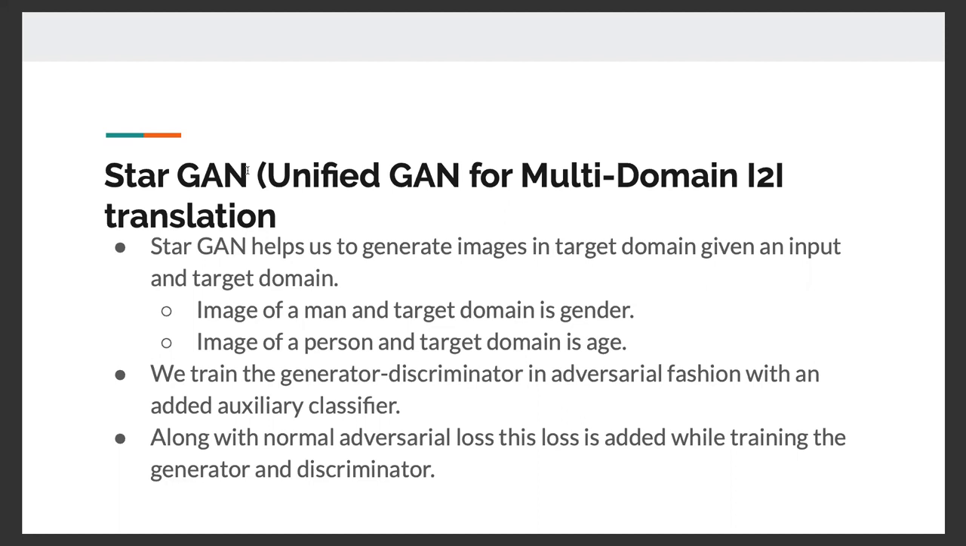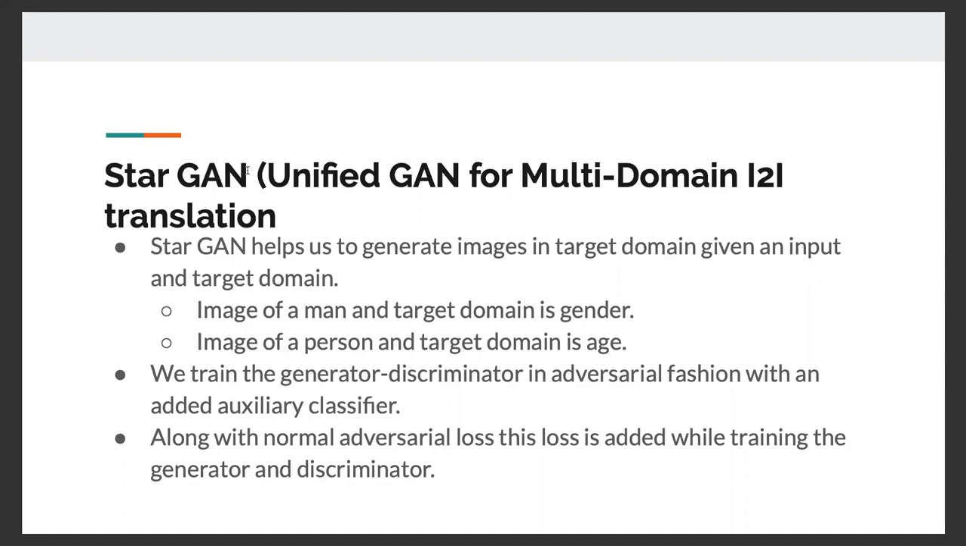What StarGAN does is help us generate images in the target domain given an input and the target domain. For example, we're given an image of a man and the target domain is gender. So we want to know how this man would look if he was a woman. In the second example, we're given an image of a person and the target domain is age. These kinds of tasks are often, again, related to unsupervised learning. How we do this, as introduced by StarGAN, is that we train the generator-discriminator framework in an adversarial fashion like we did before, and there is an additional classifier.